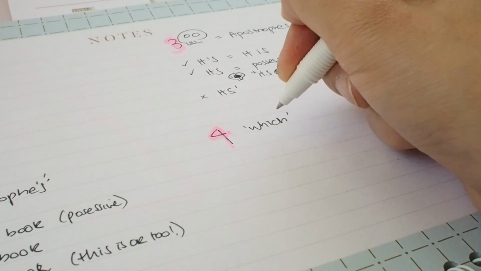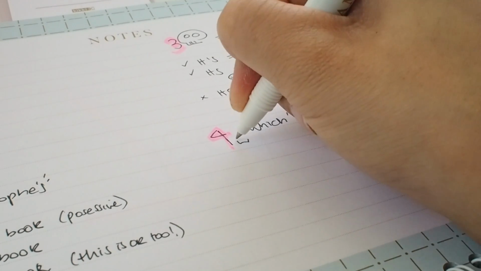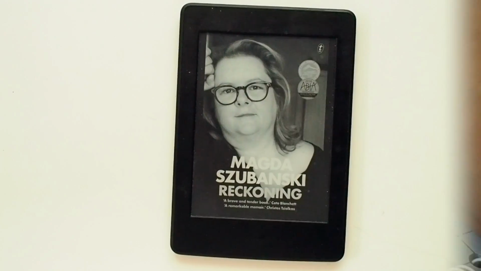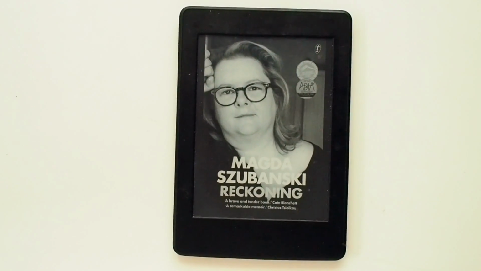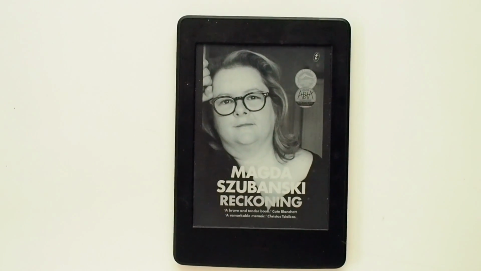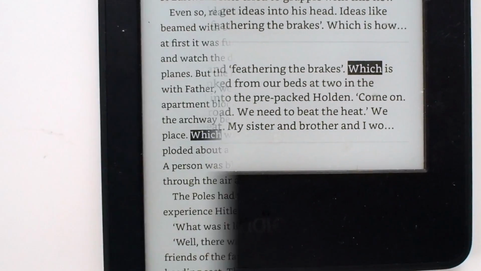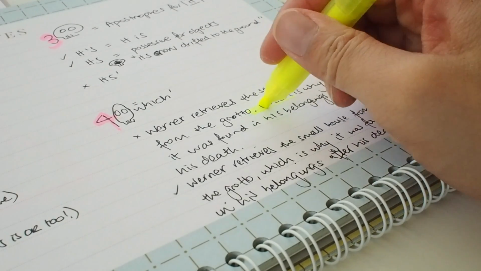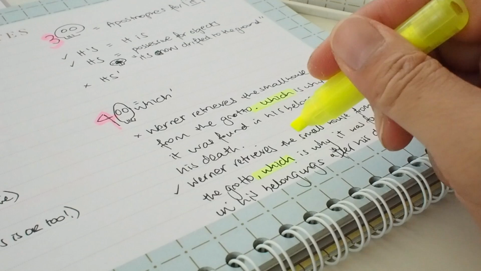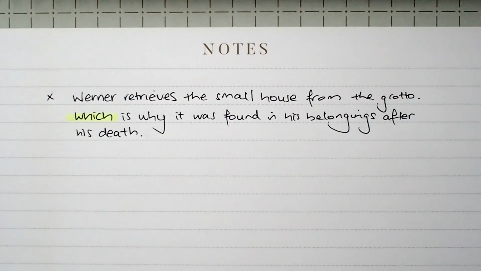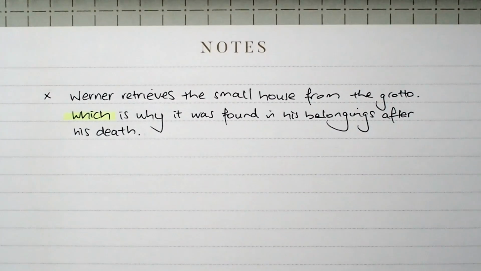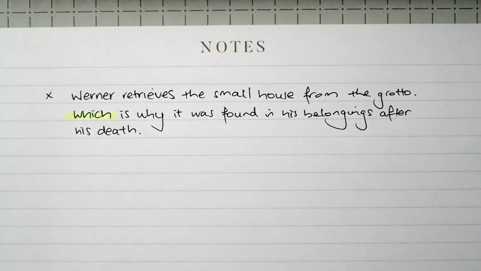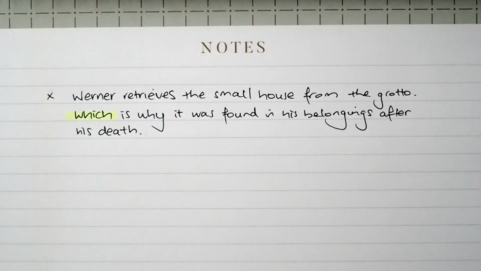This one seems to be a little bit more contentious. I personally thought of it as a massive no-no to start a sentence with the word which, until I read Magda Szubanski's Reckoning, where she completely trashed my beliefs by starting multiple sentences with the word which. But I feel like for students, often it's done in the wrong way. For example, Werner retrieves the small house from the grotto, which is why it was found in his belongings after his death. For me, it's just unnecessary having them split up into 2 sentences.